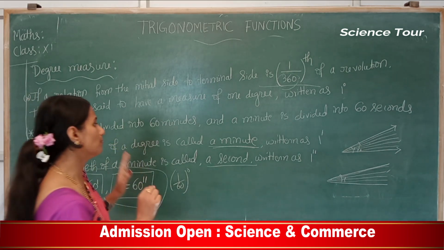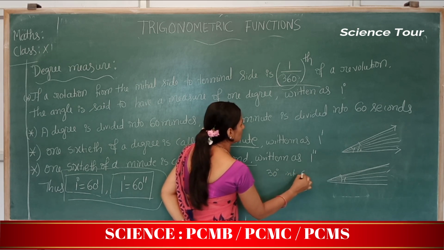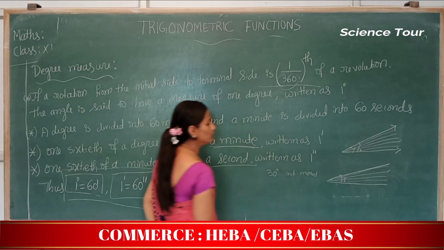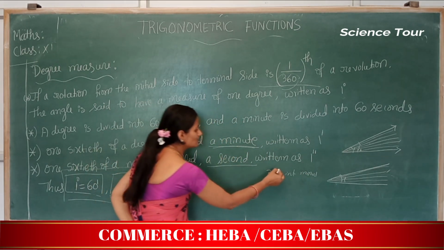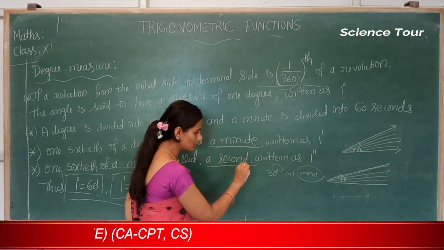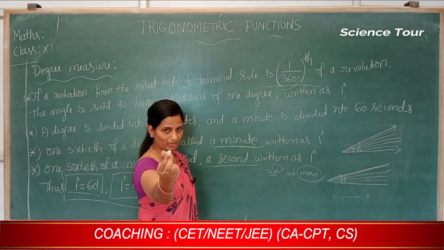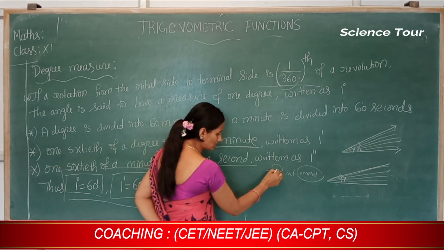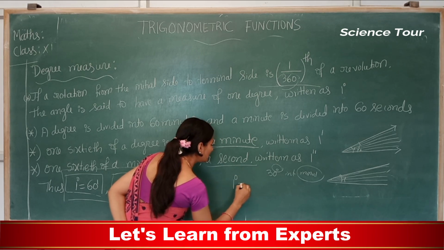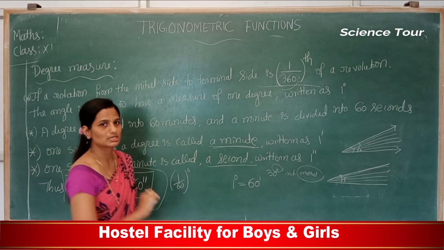So how to convert? Suppose convert 30 degree into minutes. How to convert? You know. What is the relation between degree and minute? Conversion is 30 degree convert into minute. So degree to be converted to minute. So first see the relation between degree and minute. You know the relation, 1 degree is equal to what? 60 minutes, right? 1 degree is equal to 60 minutes.